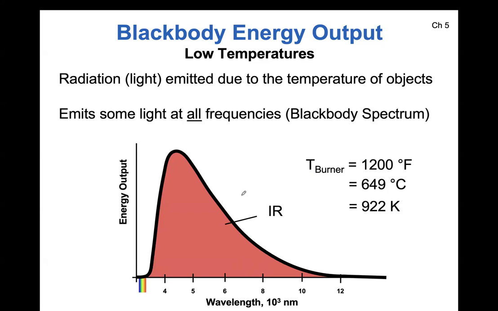So what I mean by that is, take a look at this curve, okay? This would be the black body spectrum for a particular object. In this case, a burner with a temperature of 1200 degrees Fahrenheit, which is equivalent to 649 degrees Celsius, or the temperature scale that we'll use almost exclusively, the Kelvin scale. So this temperature would be 922 Kelvin. We might refer to these other temperature scales, Fahrenheit, maybe a little bit of Celsius, but really we're working almost exclusively in the Kelvin scale.